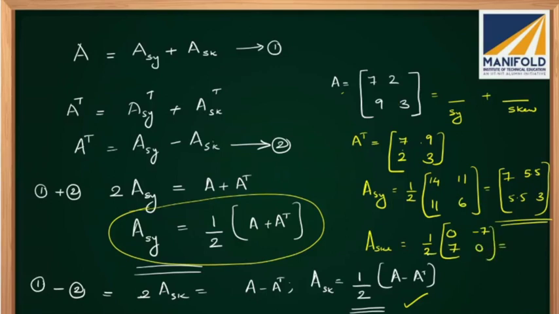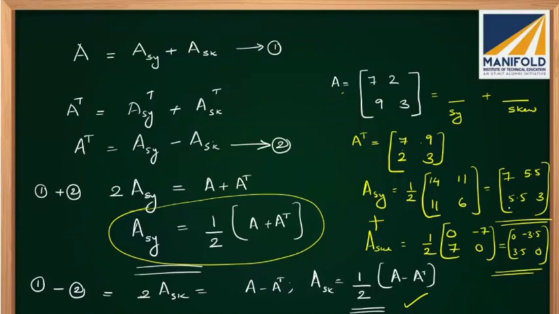Now I can take the half inside. So that will be 0, minus 3.5, plus 3.5 and 0. See, we have obtained a skew symmetric matrix. Now, one more thing, you must get the matrix back if you add these two parts. Okay, you can check here.